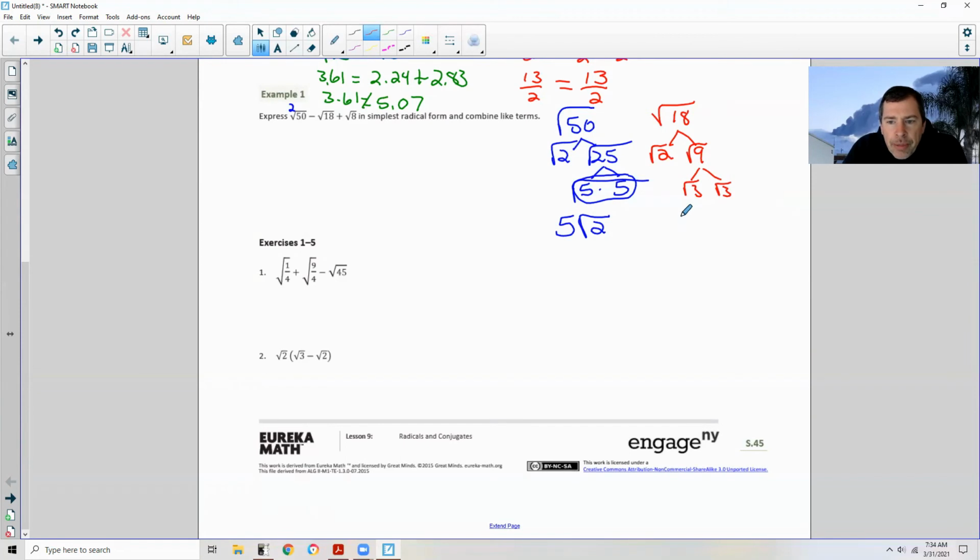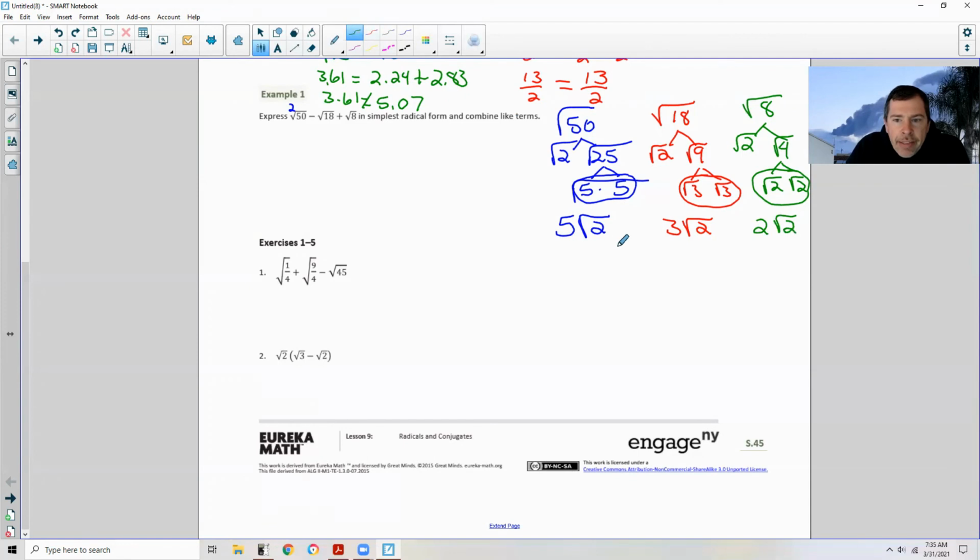So radical 3 times radical 3 is 3, and I have that square root of 2 remaining. So here's my pair. Okay, and then I'm going to do it one more time with the square root of 8. Well, the square root of 8, a 2 will come out, and a 4 will come out. 2 times 4 is 8. And then the 4 factors down to 2 times 2. And there's my pair. So that will give me 2 square root 2.